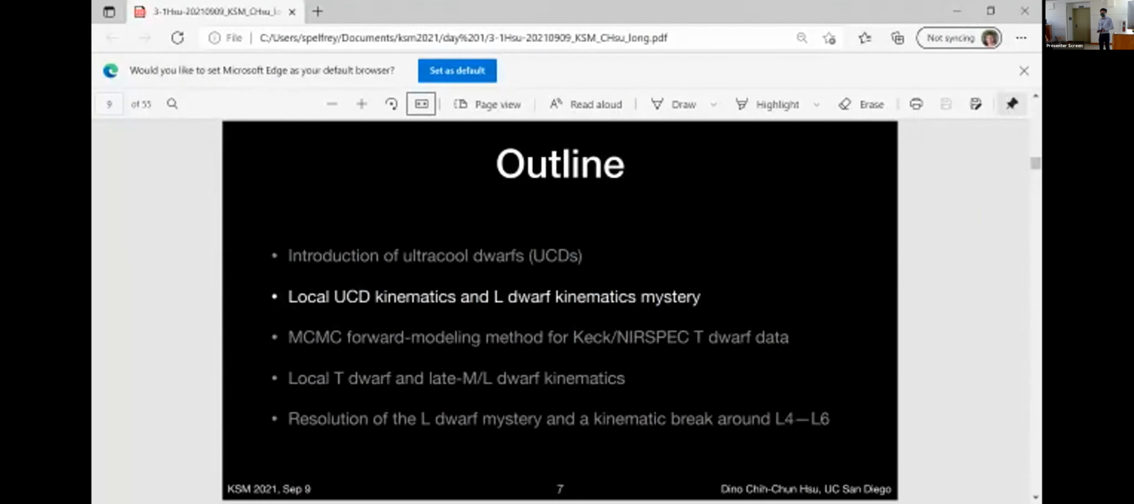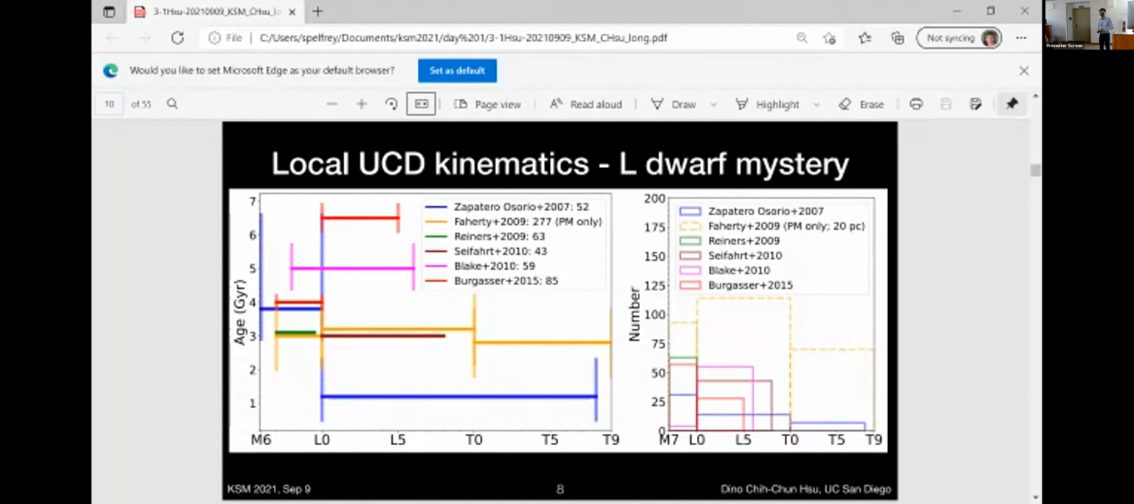Let's talk a little bit about what we do know from the past about ultra-cool dwarf kinematics and the mystery of L dwarfs. So this is a compilation of all of the brown dwarf surveys, starting from the late M's all the way to T, with the ages. If you first look at the plot on the left, that's the age per survey, with the measured ages on the y-axis and the uncertainty indicated.